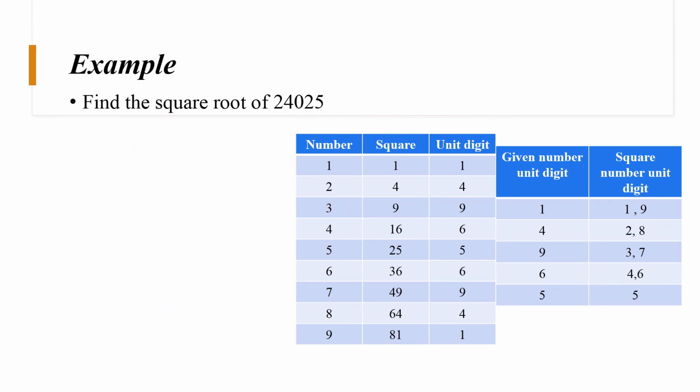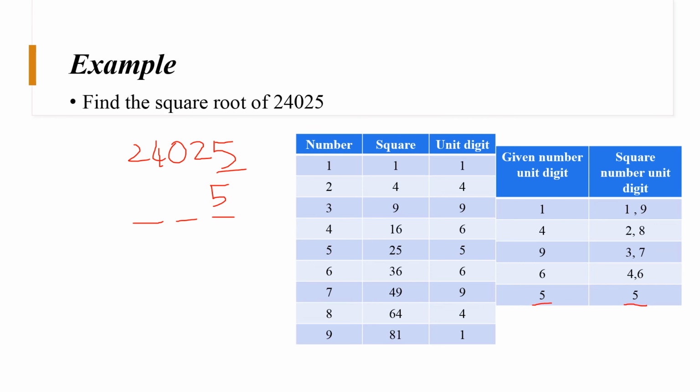Here in this problem they ask you to find the square root of the number 24,025. Here the given number is 5 digits, so the answer will be 3 digits. First, you need to see the last digit of the given number. Here the unit digit of the given number is 5. From this table we know that if the given number's unit digit is 5, the square root's unit digit is also 5. So we will place 5 in the unit place.